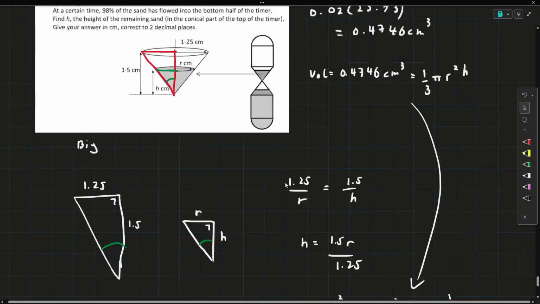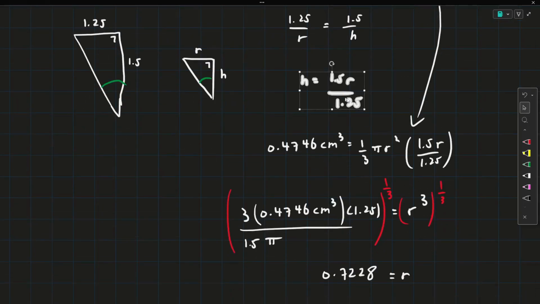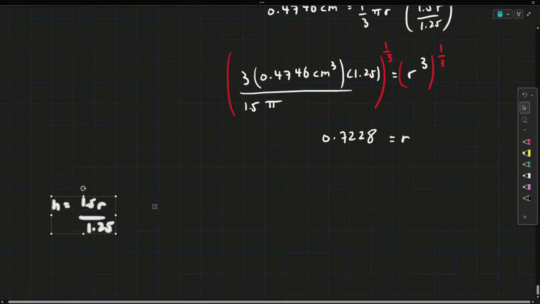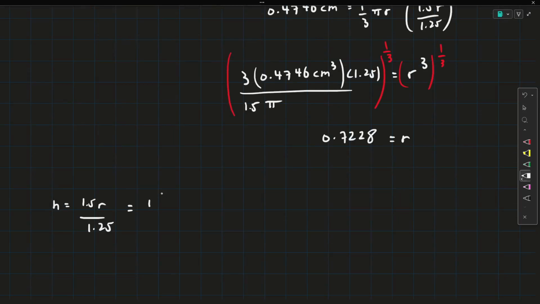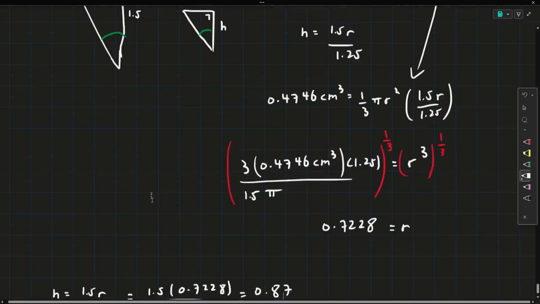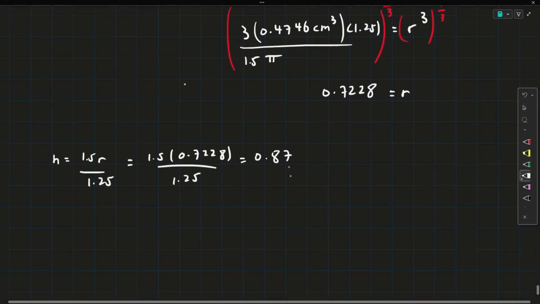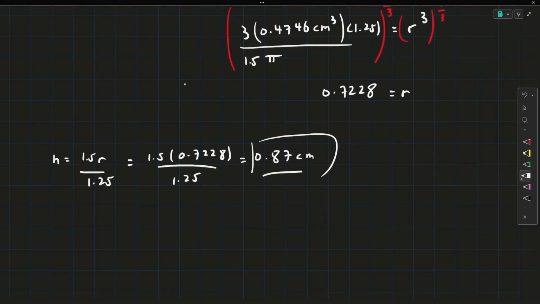We need to figure out what the height is. So it's quite easy. The height is just going to be 1.5 times r divided by 1.25. So I'll have 1.5 times 0.7228 over 1.25. And you can figure out what that is. And it ends up being, to 2 decimal places, 0.87. And the unit's going to be in centimeters because everything else was in centimeters. So yeah, there we go.